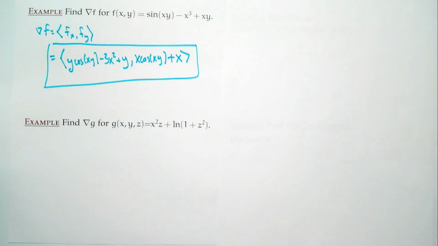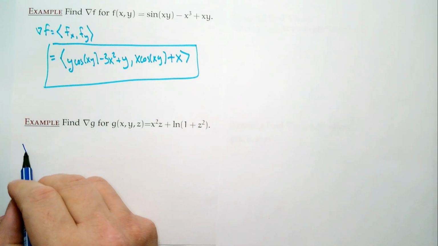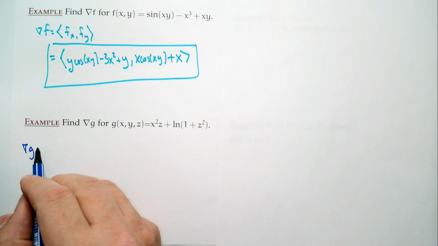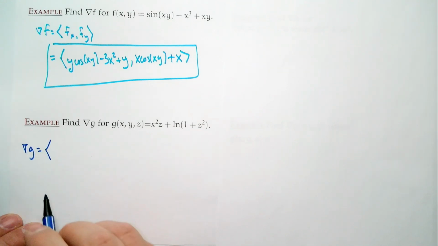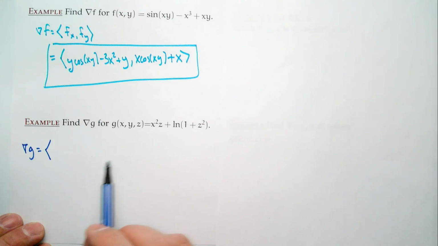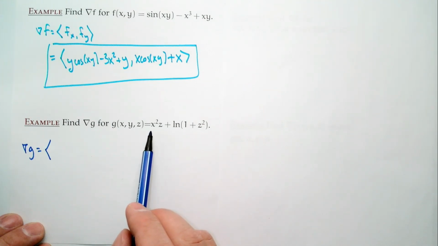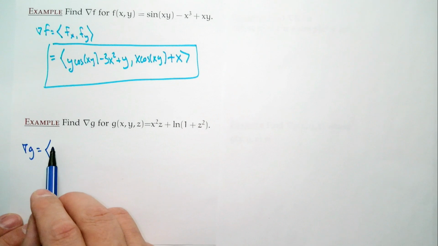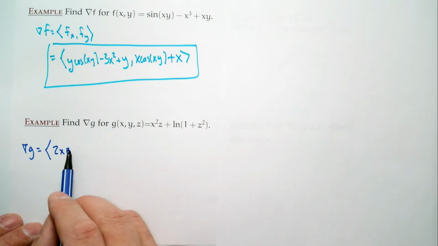All right. Now let's do something where we have three variables. Find the gradient of g, where g of x, y, z equals x squared z plus log of 1 plus z squared. All right, so let's start going. The gradient of g will be, what's the first entry? There's only one x term, so the first entry will be 2xz. What's the second entry?